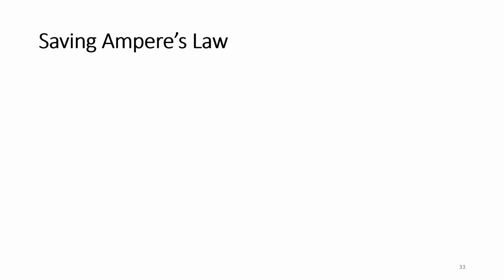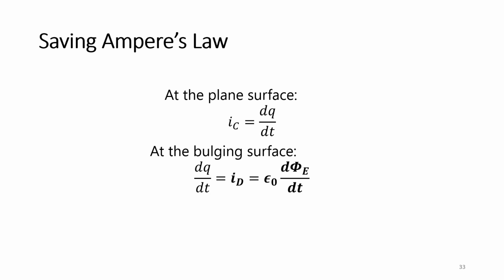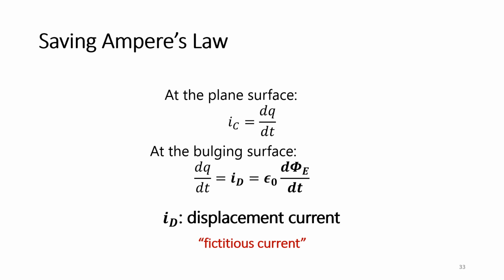Now, let's go back to the plane surface. We already have the usual expression of this conduction current being I_C equals dq over dt. And also, we have an expression for the current enclosed by the bulging surface. It's just the one that we derived. Let's call it slightly different. It's I sub d. This I sub d is determined to be the displacement current, coined by Maxwell. It's an imagined current, or a fictitious current, between the plates.